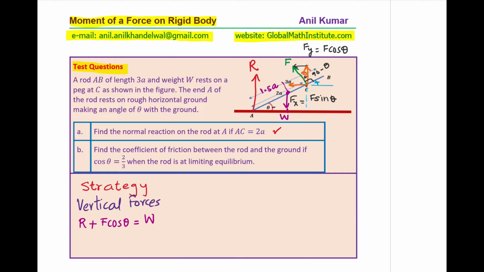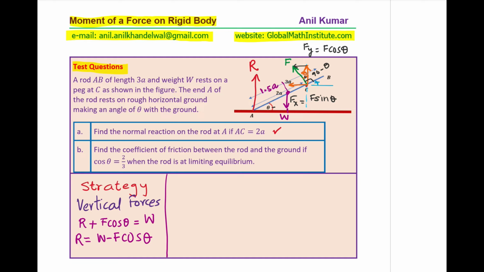We need to find the reaction. We can rearrange this equation and then we can use it, correct? So clearly, R is equal to W minus F cos theta. So that gives you one relation.